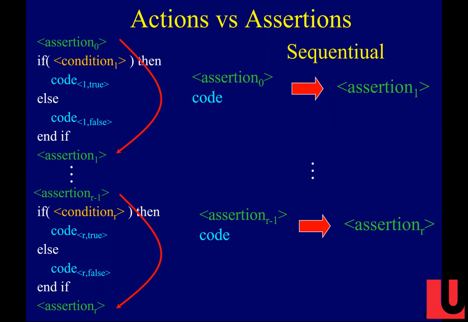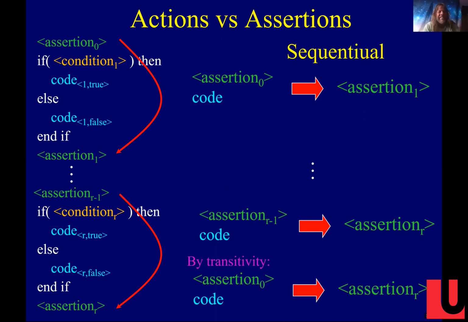Induction? Nope. Chain? Nope. All right, so say A0 gives me A1, A1 gives me A2, A2 gives me A3. Transitivity. Everybody got that? Very well, whoever said transitivity.